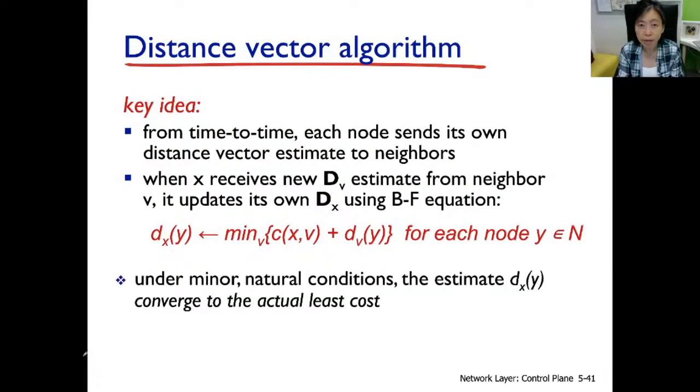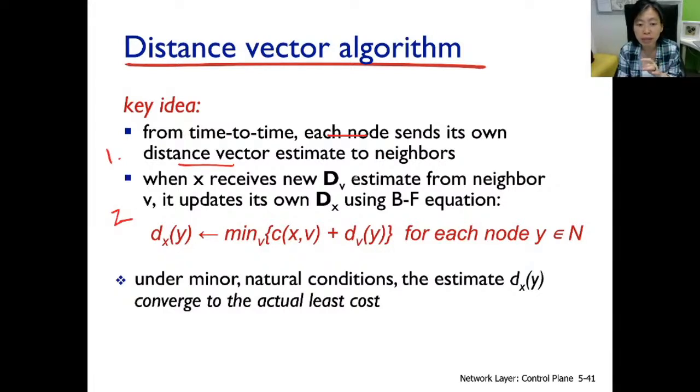And now the algorithm of distance vector routing. You see here, the key idea is it works in two phases. First of all, each node sends its own distance vector to the neighbors. So this is the message passing phase. And then two.